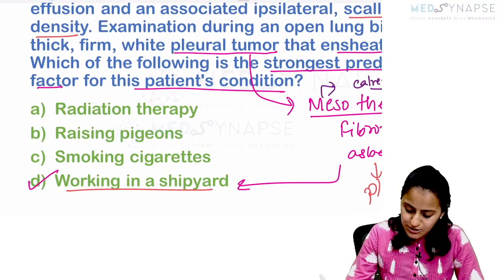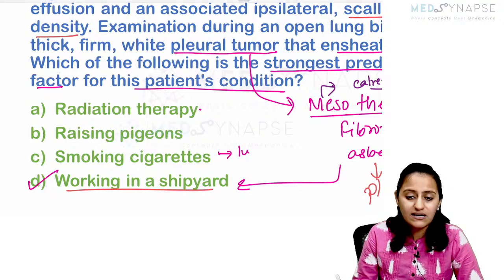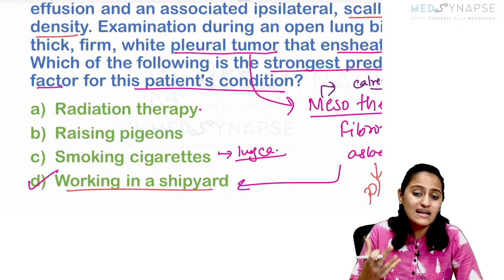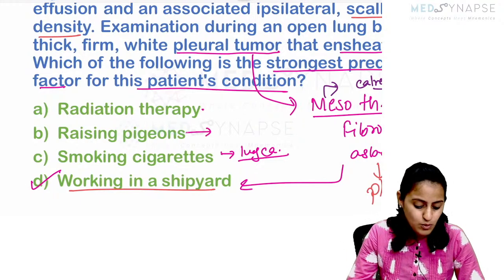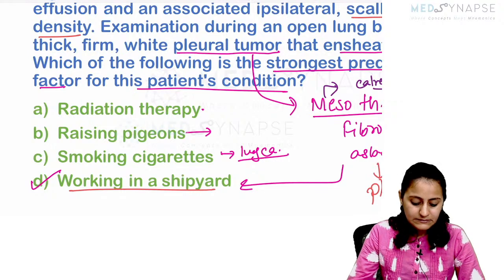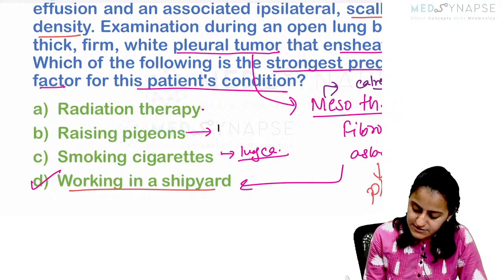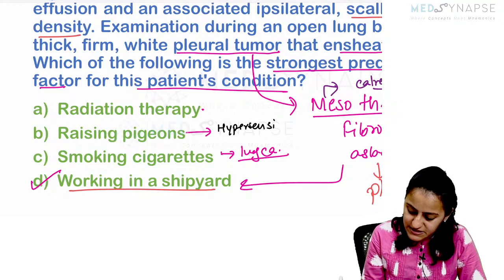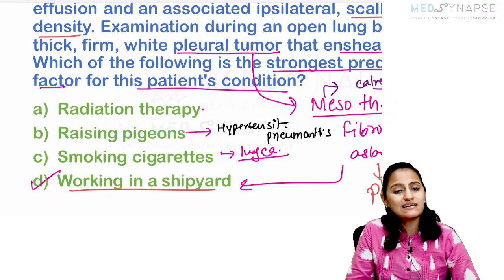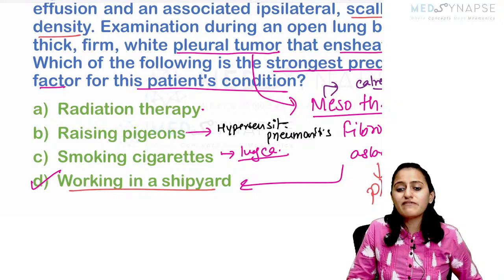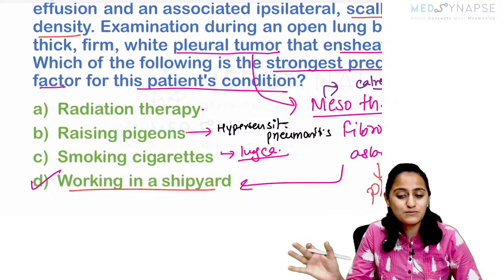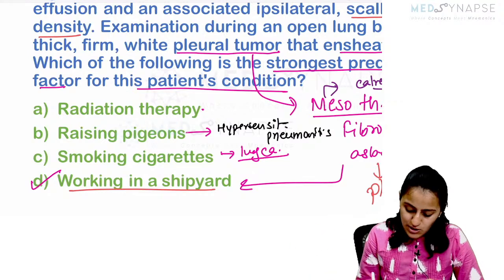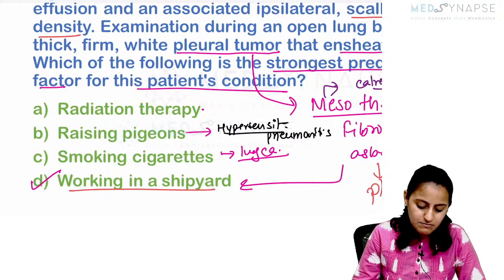Radiation therapy, smoking cigarettes, this is a risk for lung cancer, bronchogenic carcinoma. Raising pigeons is an important history for what condition in the lung? Hypersensitivity pneumonitis. I remember in my residency that whenever we used to see features of hypersensitivity on the HRCT chest, we used to specifically ask for contact with pigeons. Ask if there are pigeons. So, hypersensitivity pneumonitis, very, very important.